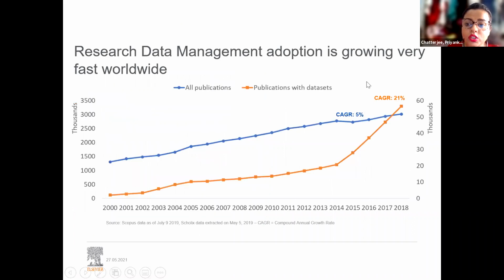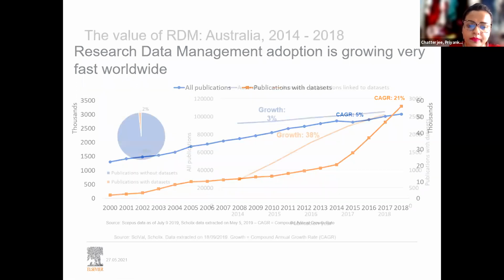Research data adoption is growing very fast. So this is an example of all publications and publications with data sets. If you look at the blue line, these are publications year on year without capturing the data set, compared to how, in the last decade, publications with data sets have grown, with a compound annual growth rate of 21%. So this tells you that globally, this is the most upcoming trend in terms of producing research, which is linked with the research data sets.